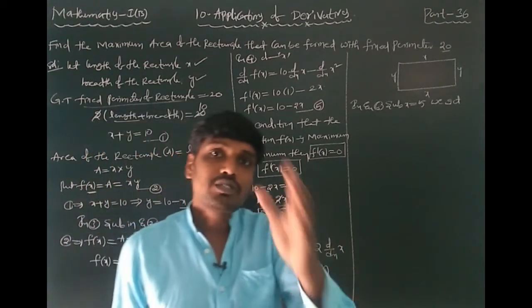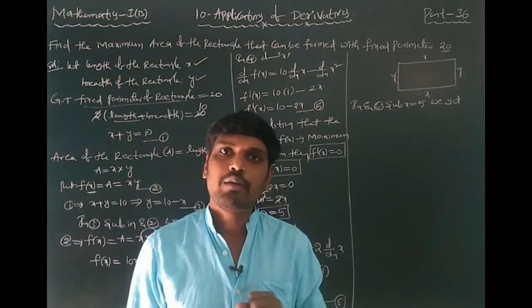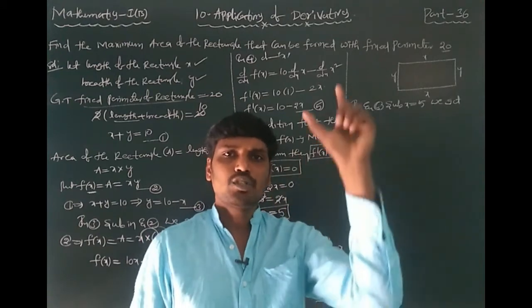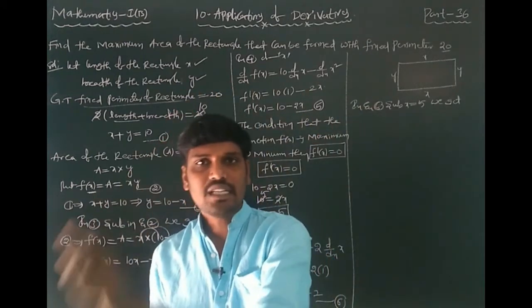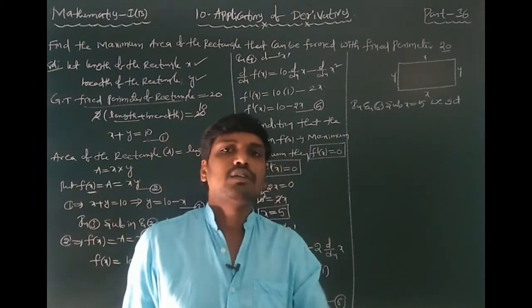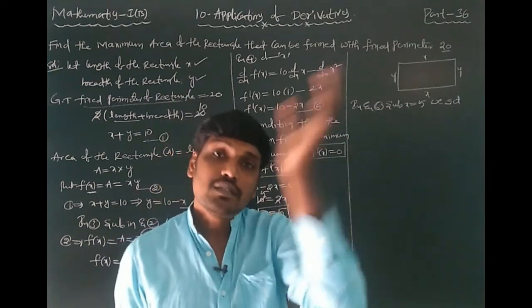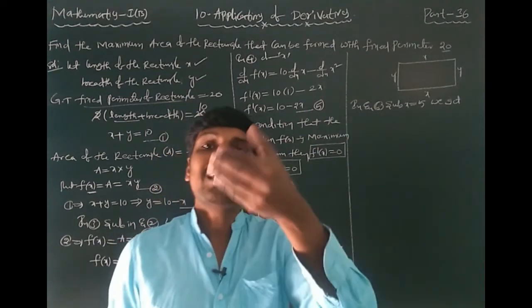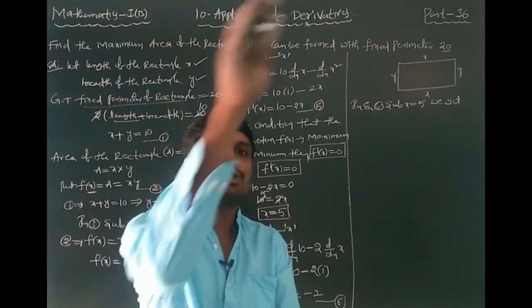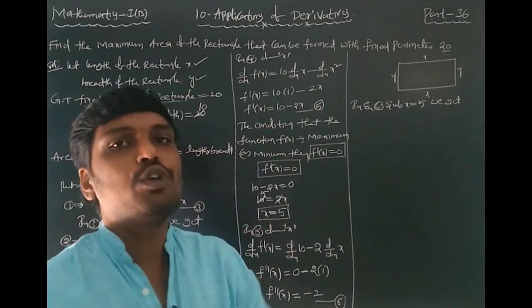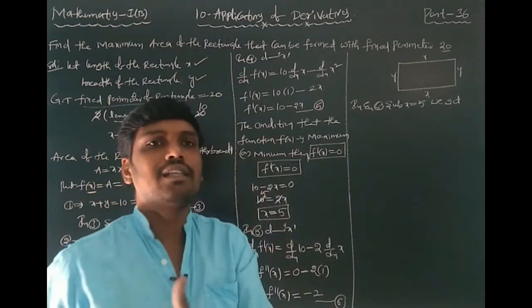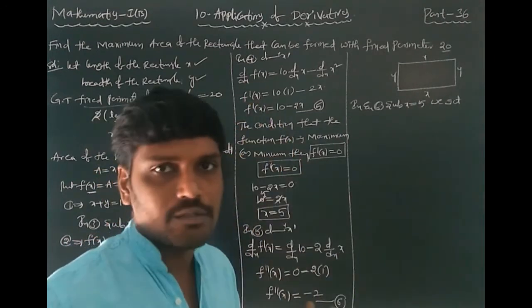First problem on board, 7 marks: local maximum and local minimum problems. Same process. First find f of x, after that f dash x. Set f dash x equal to 0. After that find the x value. After that take the second derivative of f dash x, you get f double dash x. Substitute that value in f double dash x and check whether it is less than 0 or greater than 0. That is how you write maximum or minimum.